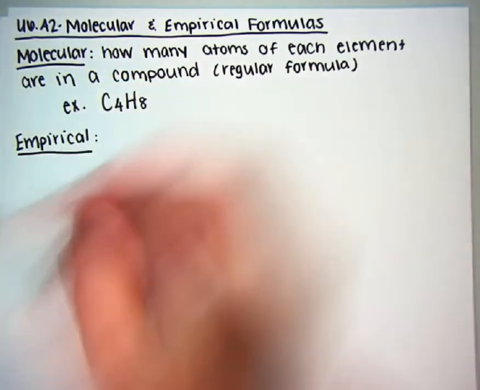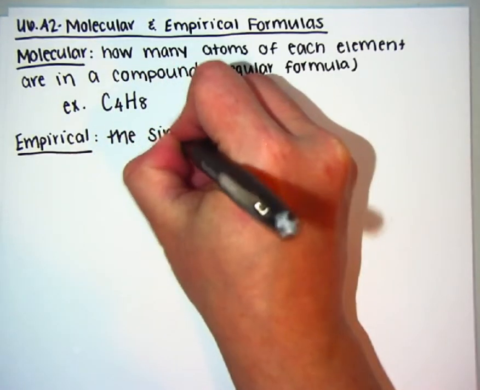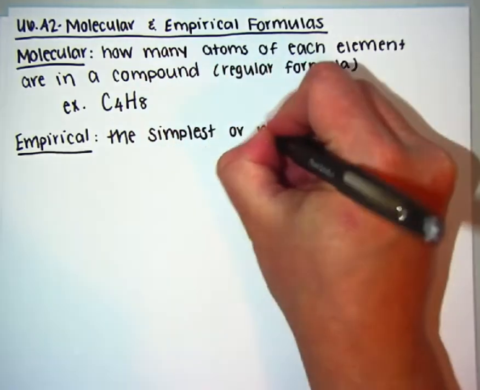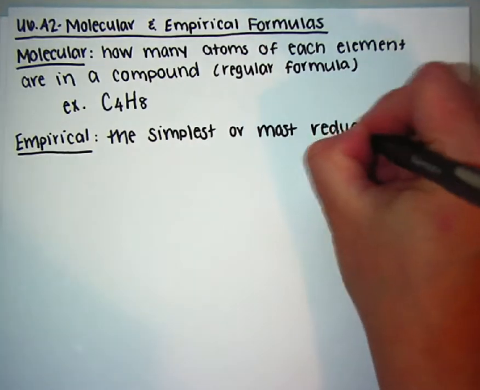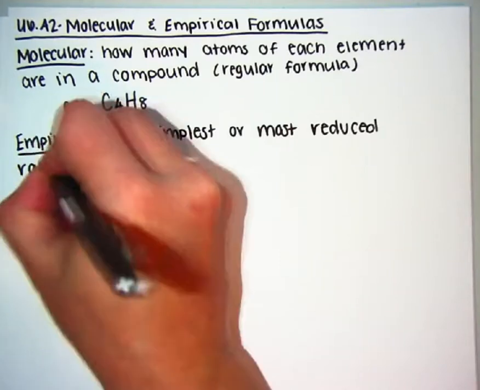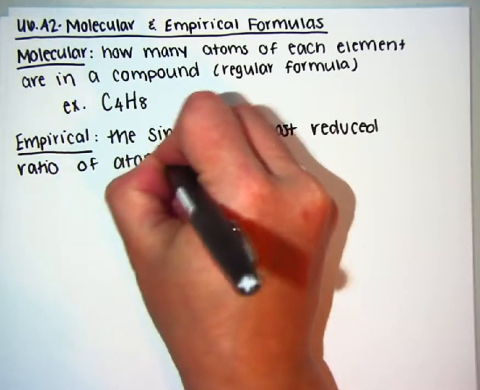The empirical formula is going to be the simplest or most reduced ratio of atoms in a compound.